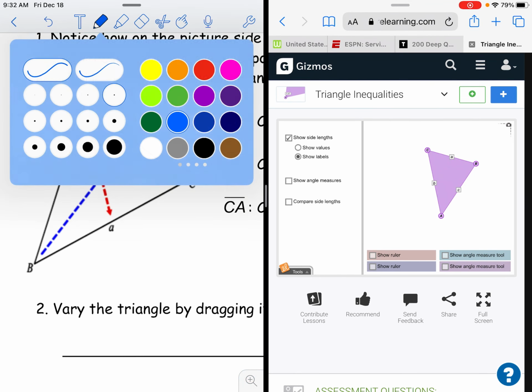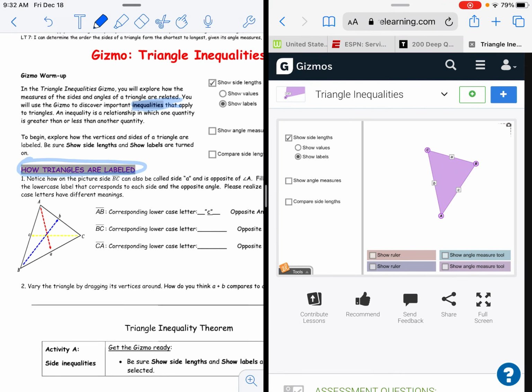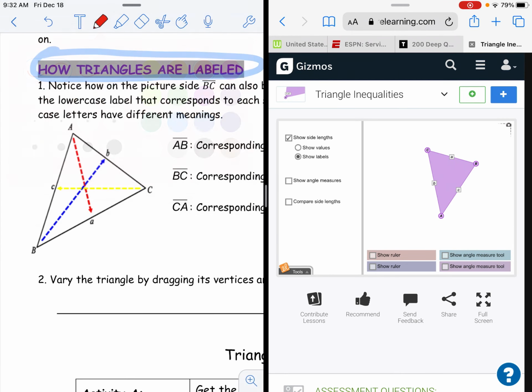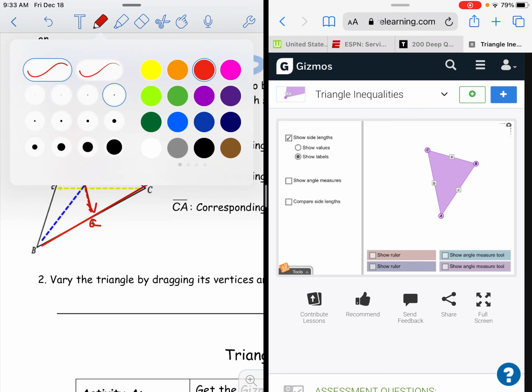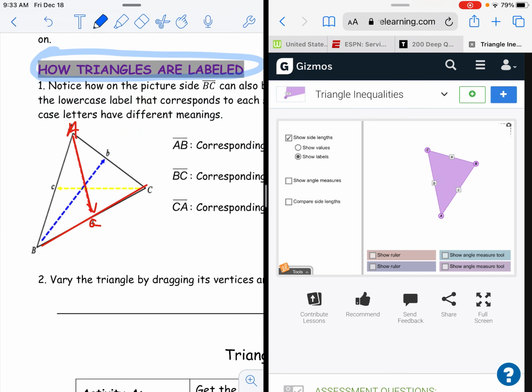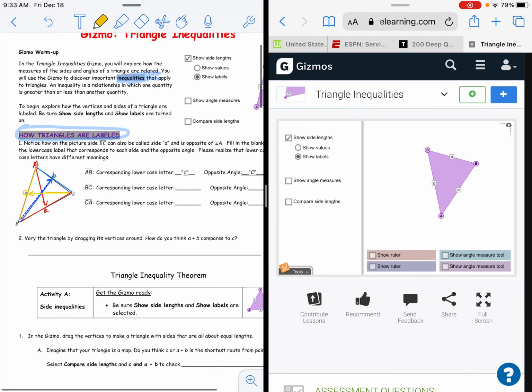Notice how, like BC, we have side BC. We can call this side lowercase a, and notice how that's opposite of uppercase A. Similarly, AC we can call lowercase b, and that's opposite angle B. So notice how lowercase and uppercase relate, those mean different things. Side AB we can call lowercase c, and it's opposite of angle C.